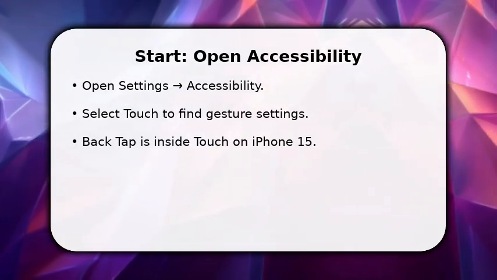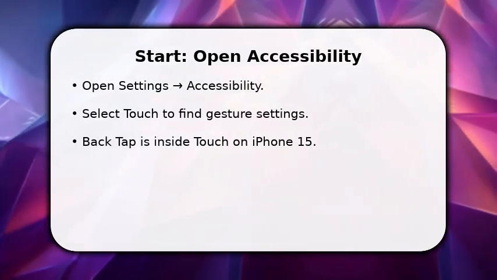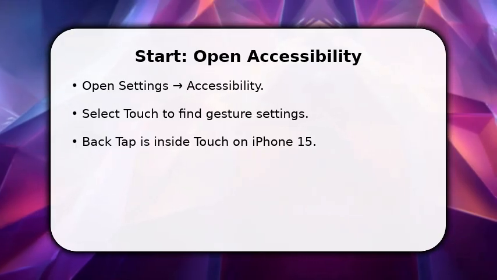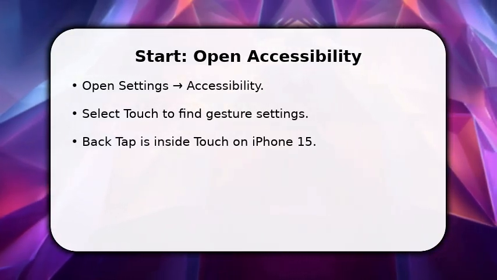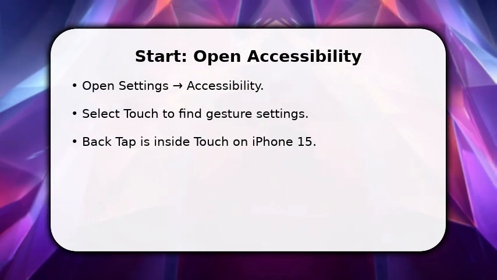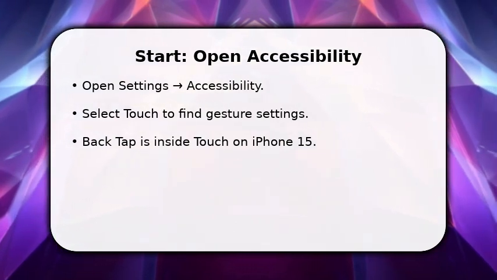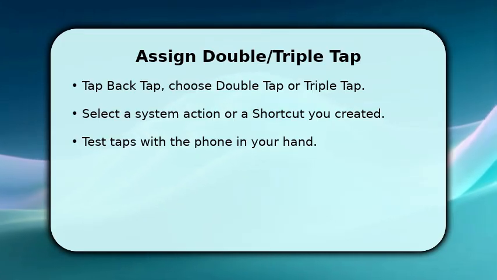Make sure you're holding the phone normally. iOS detects taps on the rear. You're starting the setup now, so you can assign shortcuts or system actions quickly without diving into unrelated menus. Once there, pick double tap or triple tap to choose what happens when you tap the back.